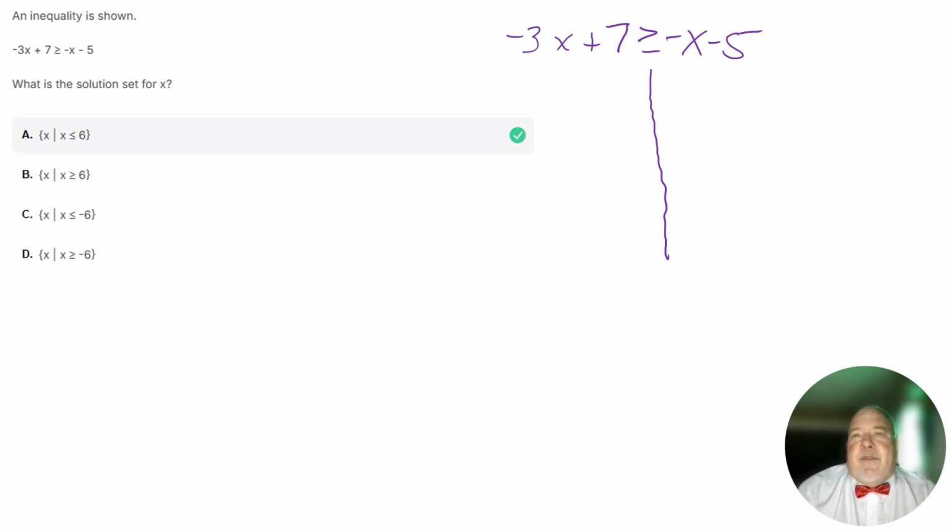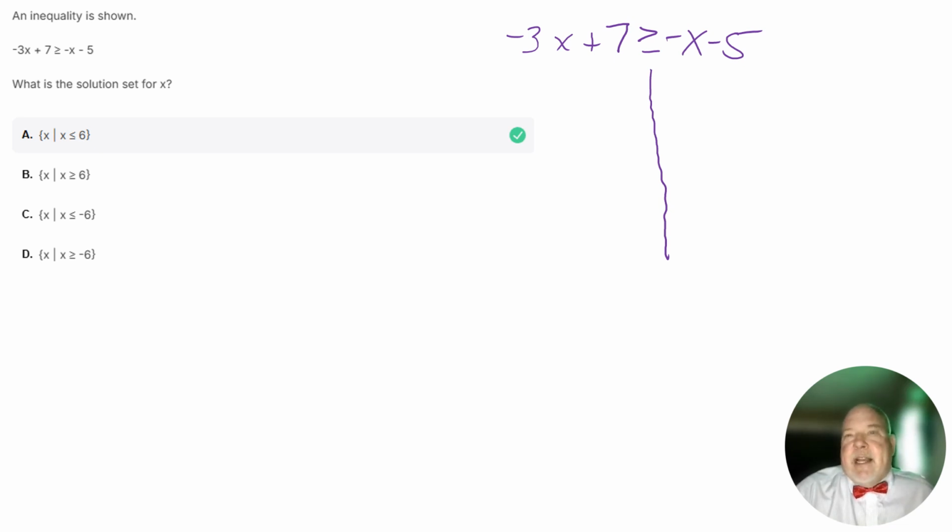So I have variables on both sides. That's the first thing you want to notice. When that happens, you want to get the variables on the same side. So I can either move the 3x to the right side by adding it to both sides, doing the opposite, it's negative, so I would add it. Or I can move the x to the other side by adding x, which is really 1x. There's a 1 there that's not written, to both sides.